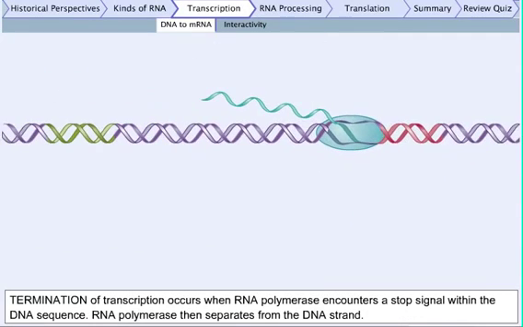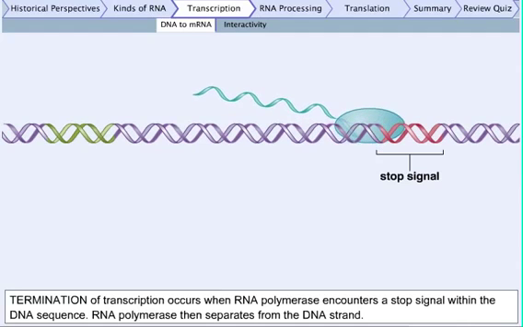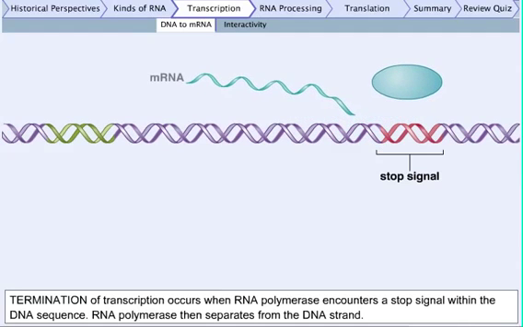Termination of transcription occurs when RNA polymerase encounters a stop signal within the DNA sequence. RNA polymerase then separates from the DNA strand.